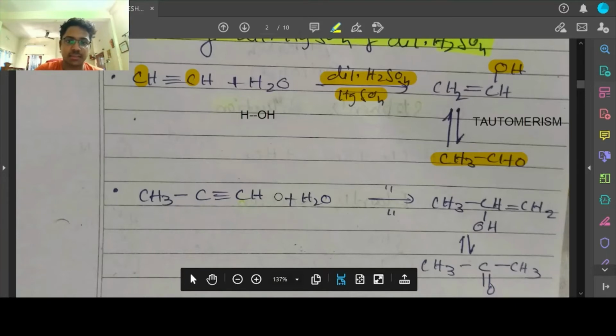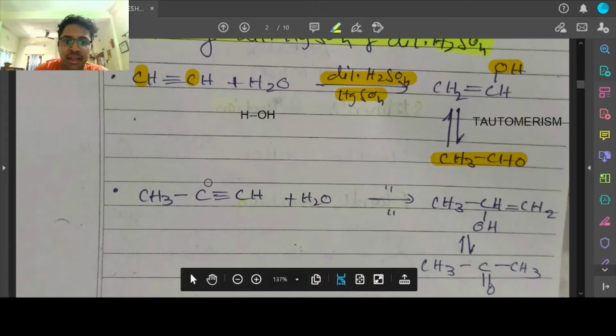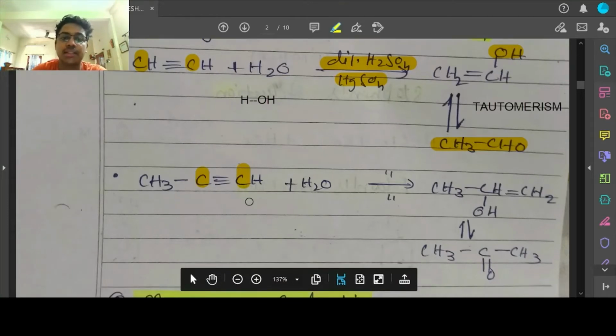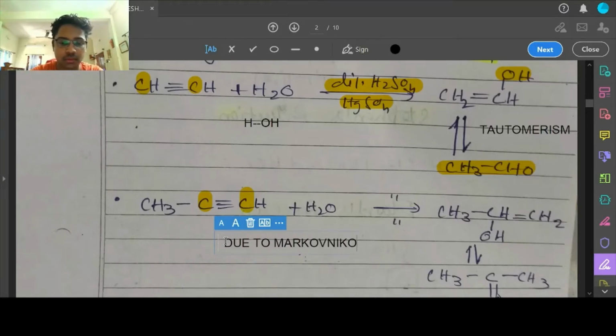Now let us see this compound: CH3-C triple bond CH plus H2O with dilute HgSO4 and dilute H2SO4. OH is added to this central carbon and H is added to this carbon. You might be thinking why this is happening, why the OH group didn't attach to the other carbon. This is due to the Markovnikov rule. I'll just write it here.